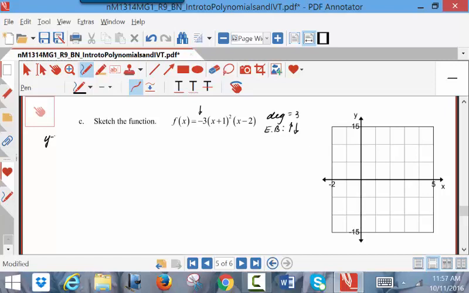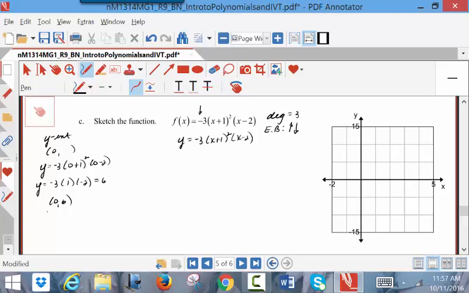Okay, so I need to find the y-intercept, which occurs when the x value is 0. So if I take it out of function notation, this would be y equaling negative 3 times (0 plus 1) squared times (0 minus 2). So 1 squared is 1. So you've got negative 3 times 1 times negative 2, which is a positive 6. So you're going through the point (0, 6).